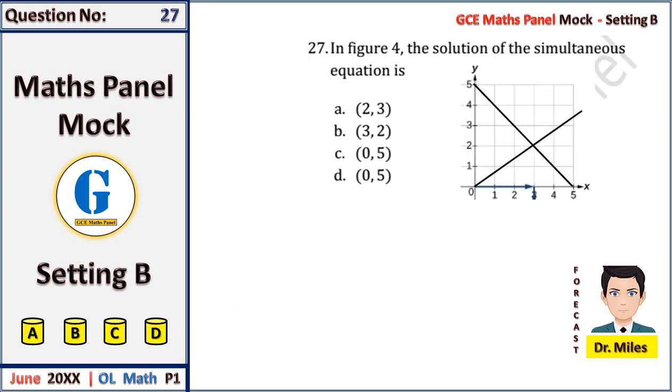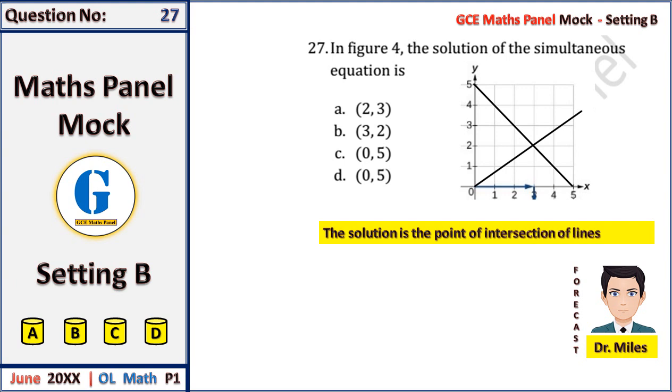27. In figure 4 shown, the solution of the simultaneous equation occurs at the point of intersection of two lines. And here the point of intersection is given by the x value 3 and the y value 2. Given this answer as an ordered pair, we start with x first and y follows. So we have (3, 2) as the point of intersection.